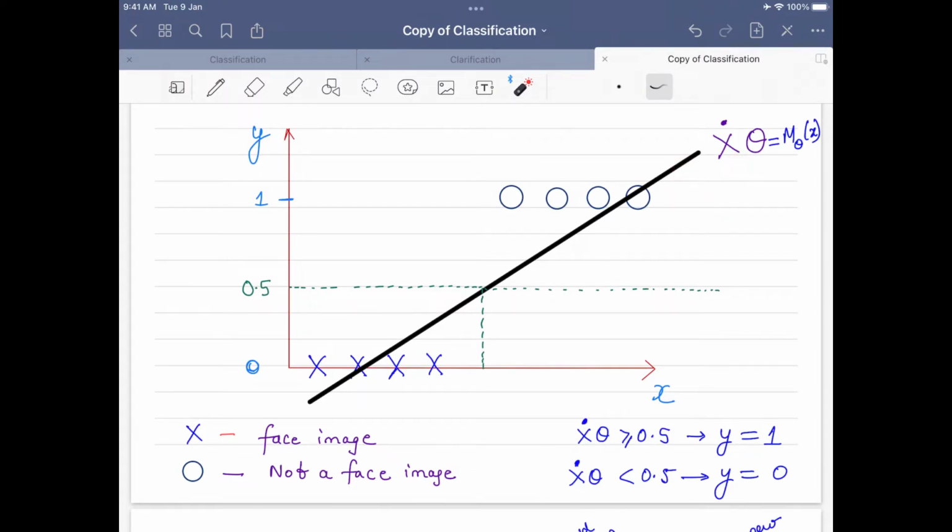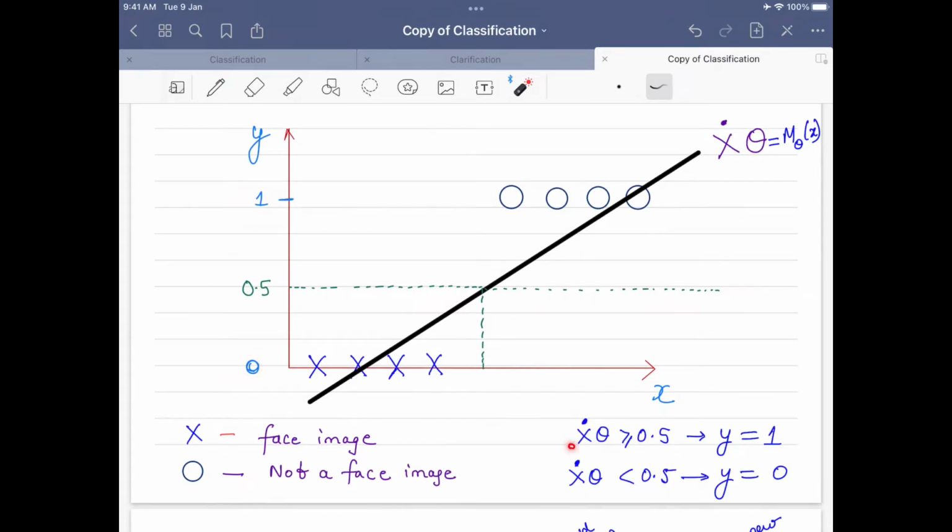What we are saying is, let us take this decision: if x dot theta is greater than 0.5, then I will say y is equal to 1, and if x dot theta is less than 0.5, then I will say y is equal to 0. This is an additional thing that we have to impose on this line, because linear regression alone is not doing our job. So we impose this additional constraint to handle the discrete values of 0 and 1.